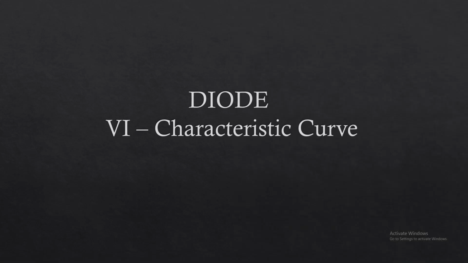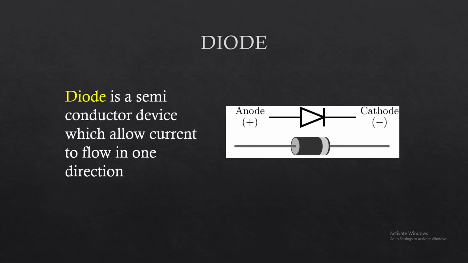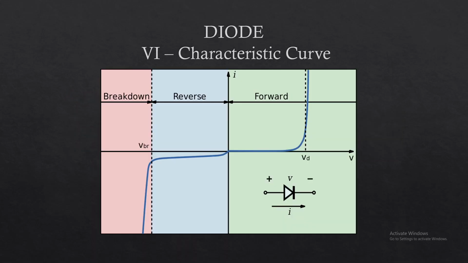Today we are going to discuss the VI characteristic curve of a diode. So what is a diode? A diode is a semiconductor device which allows current to flow in one direction. It is a two-terminal device, and their names are the anode terminal and the cathode terminal. So this is the curve which we are going to analyze, and how we are going to make this curve.